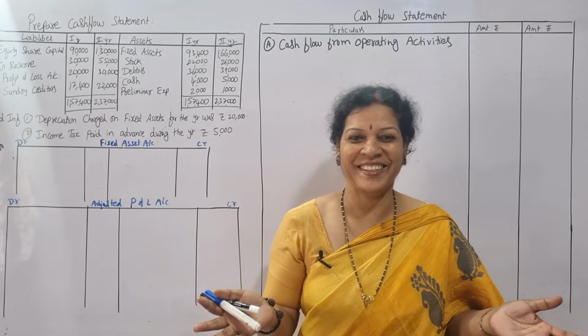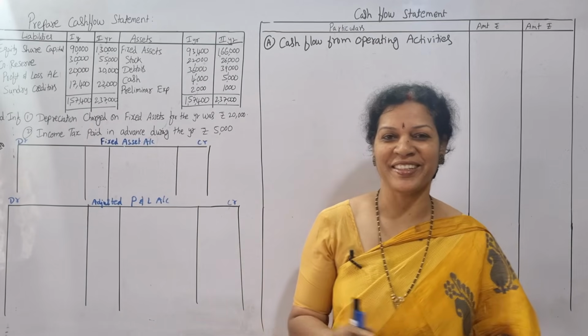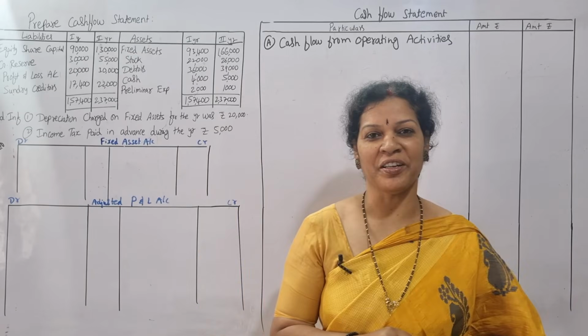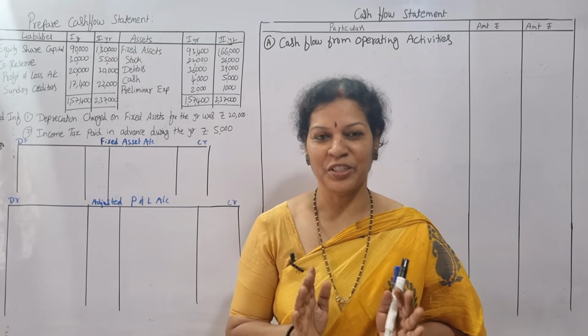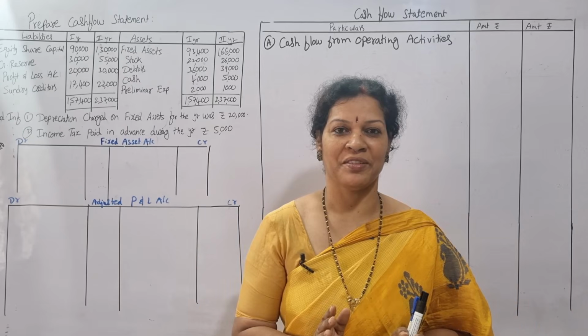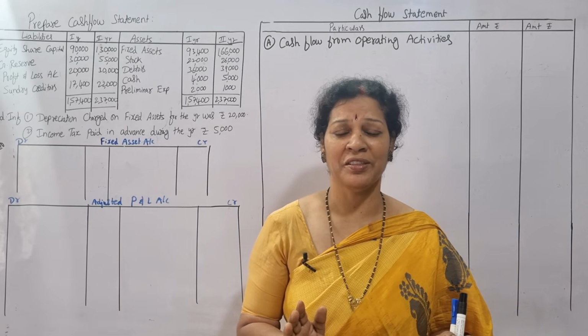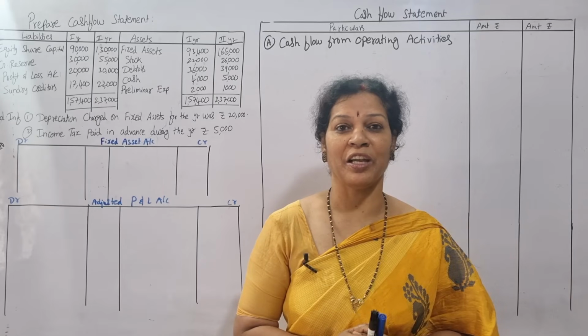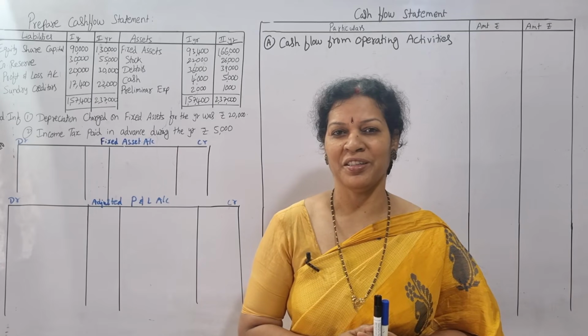No stick today because I'll work out without stick. Cash flow statement, we have already done a few problems. Today's problem I'll take a few adjustments, most of the repeated adjustments, and see how to work out the cash flow statement with adjustments. Now let's enter into the problem.